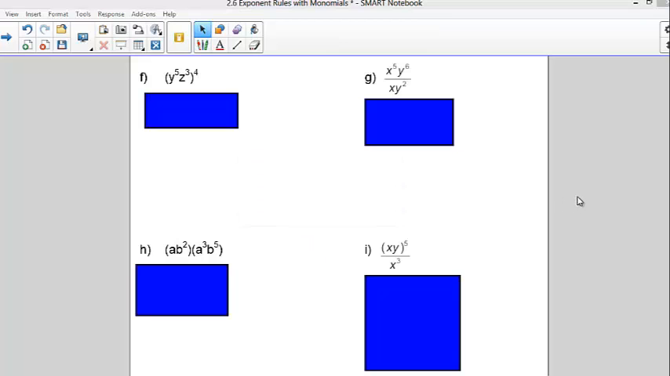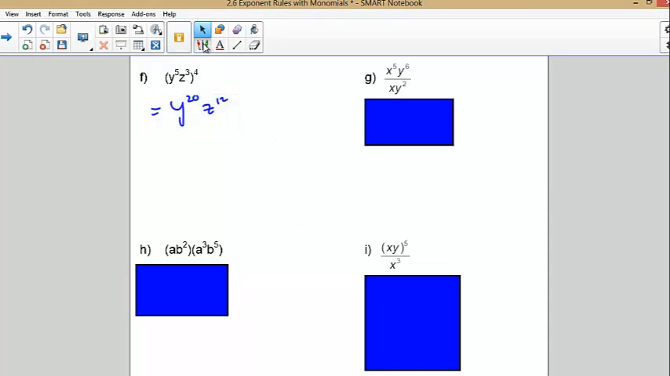All right, so these ones present a few interesting new challenges. With question F here, there's the answer. You'll notice that we've got y to the power of 5 and z to the power of 3 both inside those brackets. And because they're inside of the brackets and then being raised to the power of 4, we have to use rule 3, but we have to use rule 3 for both of the exponents.